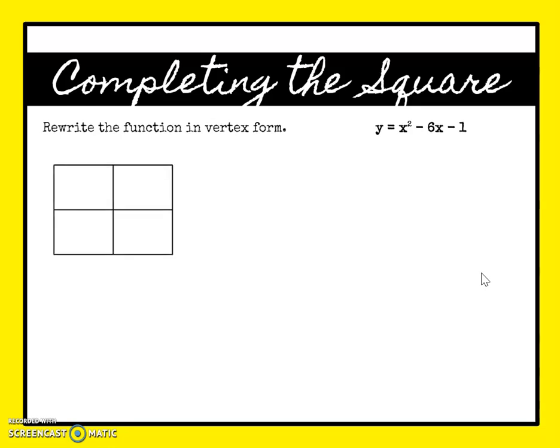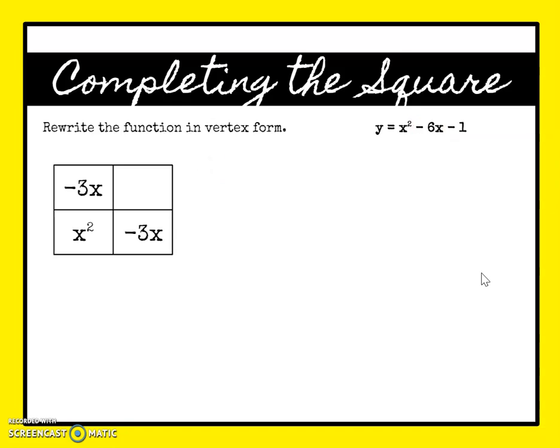If I were to build this square on the right side using the tiles, I have an x squared, and I have negative 6 x's. And when we were building those squares, I had to take those x's, my b term, and put half of them on one side of the square and the other half on the other side. If I split negative 6x in half, I have negative 3x and negative 3x.